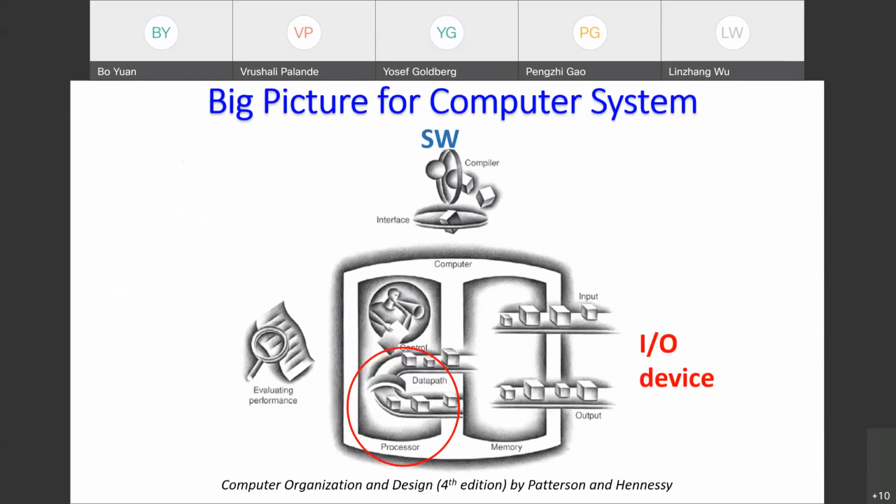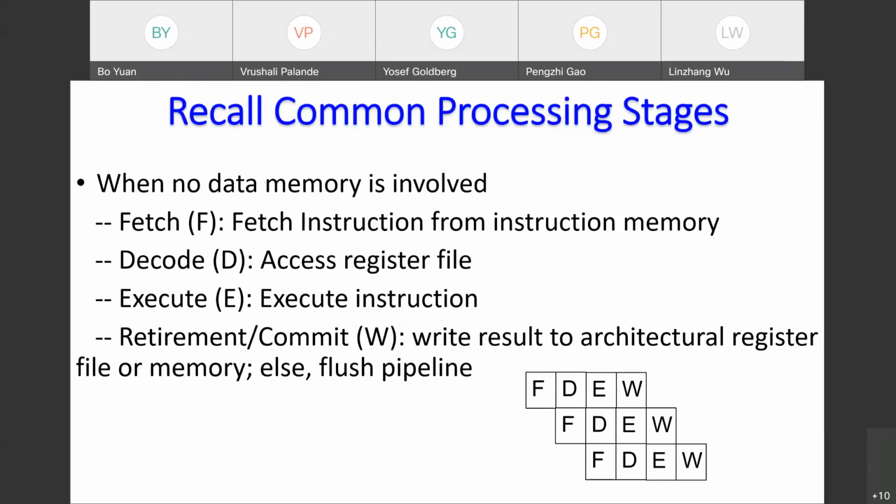Okay, again, the big picture is still on the processor design here. Now let's first recall our common processing stages. In order to simplify our example, because I will give an example, I think maybe in the next class, recall that we have the five-stage pipeline processor, right?